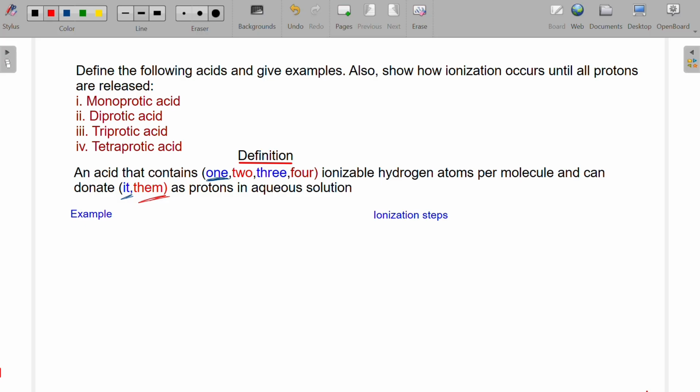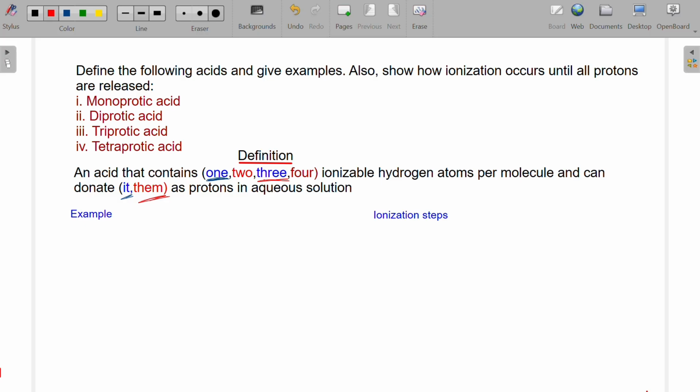All right, so the next one is triprotic acid. Tri is a prefix that means 3. So again, our definition will be an acid that contains 3 ionizable hydrogen atoms per molecule and can donate them as protons in aqueous solution. Yes, so that's how we define a triprotic acid. All right. So now let's give examples.